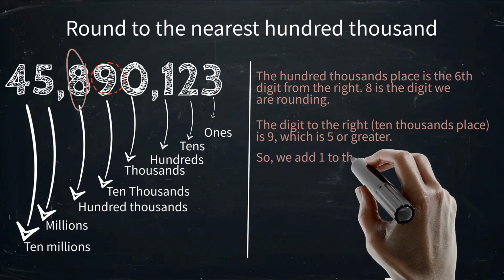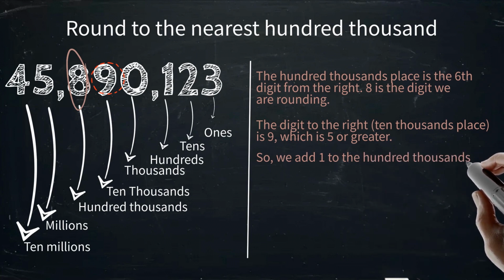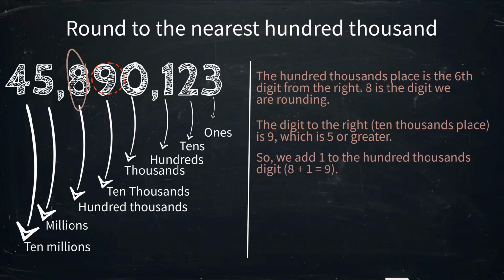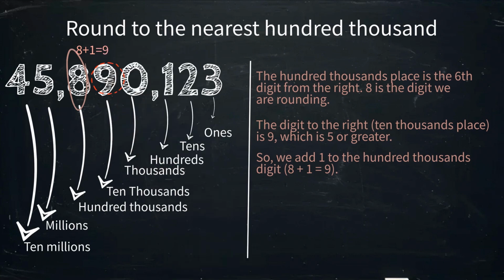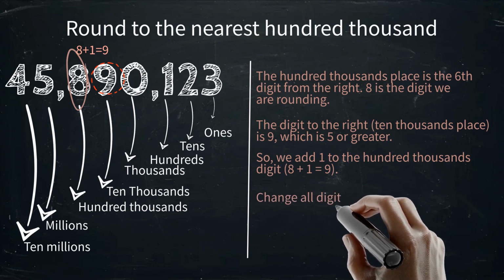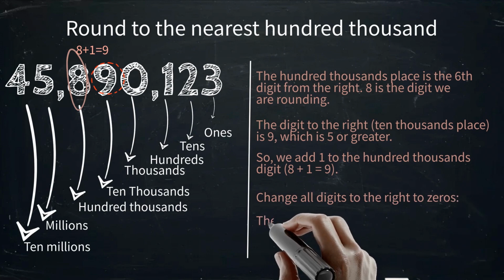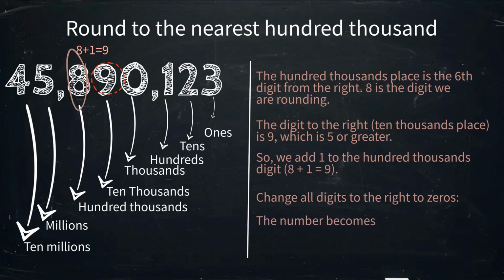So we add 1 to the rounding digit. The rounding digit tulipata ni 8. Hapo kwa 8 tuta add 1 itakuwa 9. After hapo hizo digits zingine tutazi change to zeros. From pale kwa determining digit kuendelea to the right, zote zitakuwa zeros. So answer yetu itakuwa 45,900,000.